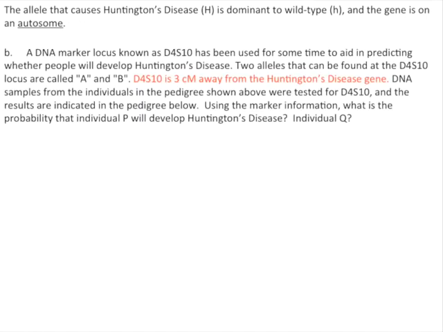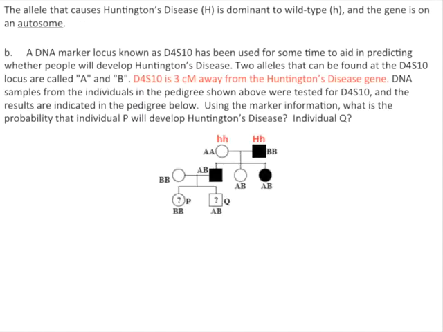There is a marker locus, D4S10, which is 3 centimorgans away from the Huntington's disease gene. At this marker locus, 2 alleles are possible, A and B. We can use this marker locus as a kind of proxy for the Huntington's disease gene. It's an imperfect proxy since there is a 3% probability that recombination will occur between the marker and the disease gene, but it will give us more information than we had before and allow us to calculate risk more accurately.